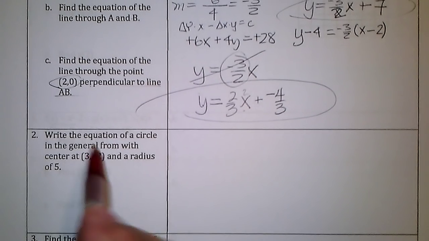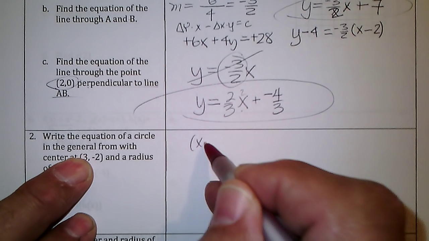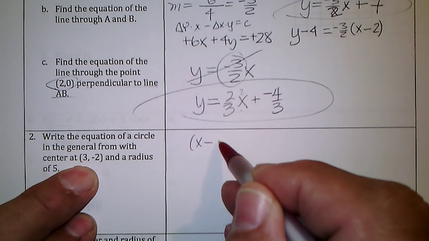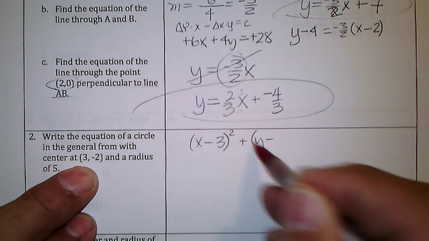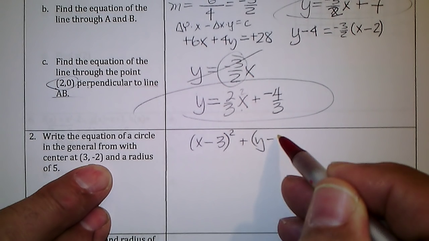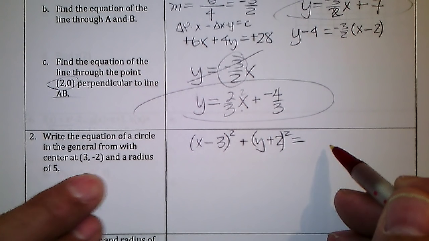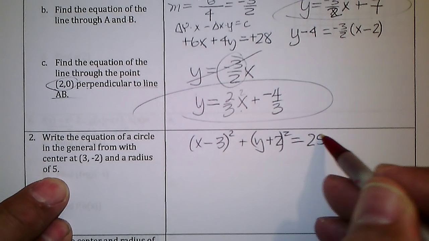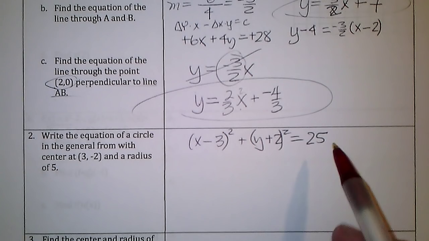Write the equation of the circle in general form, so that's x minus the x-coordinate of the center, plus y minus the y-coordinate of the center, minus 2, so that'd be plus 2, equals the radius squared, so that'd be 25. And that's it. Oh, that's the standard form, and so for the general form, I'd have to multiply this out.